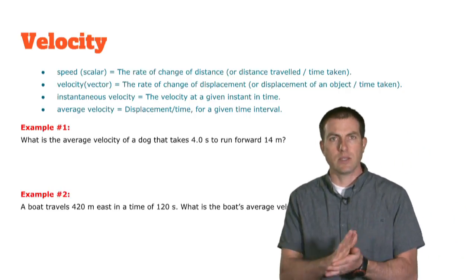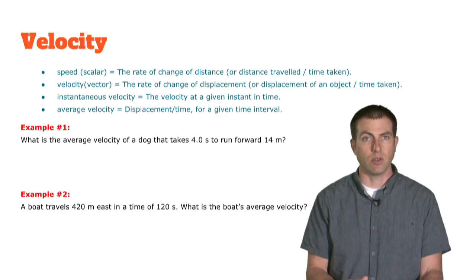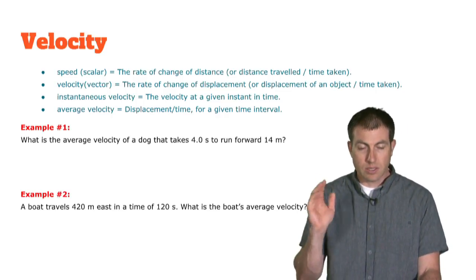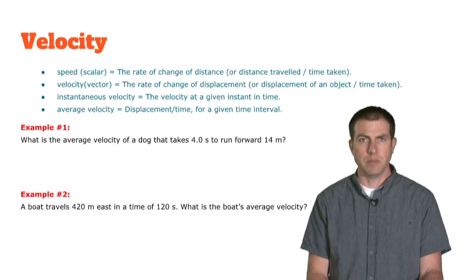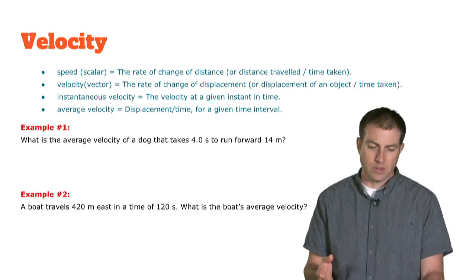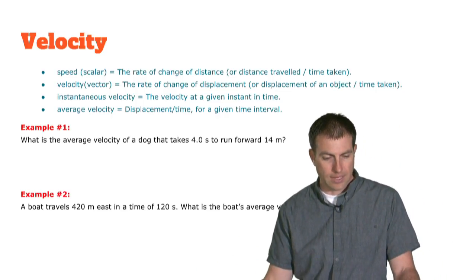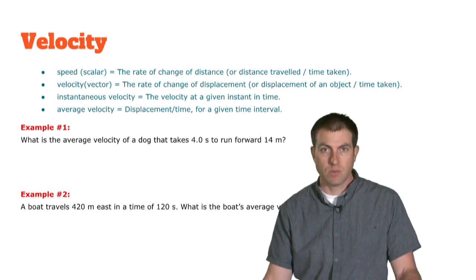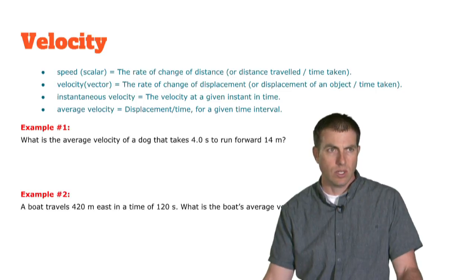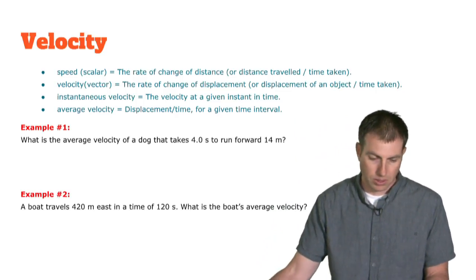All right, so the big idea is here. Speed is just how fast you're going, no direction. Velocity is how fast you're going with a direction. Instantaneous velocity is just the velocity at a given instant in time. So instantaneous velocity becomes more important when we start to deal with acceleration next class. And then average velocity is just how far you went divided by how long it took you to get there. So they all look like they have different definitions, but in reality they're all pretty much the same thing.